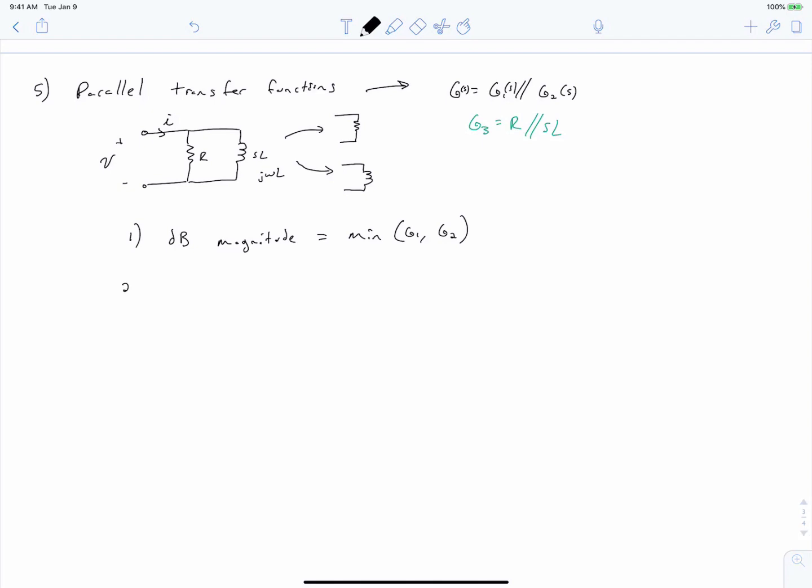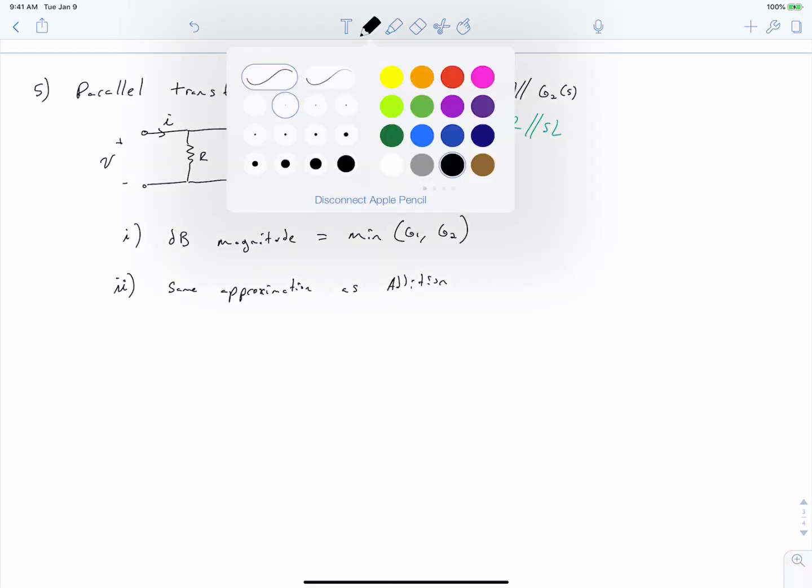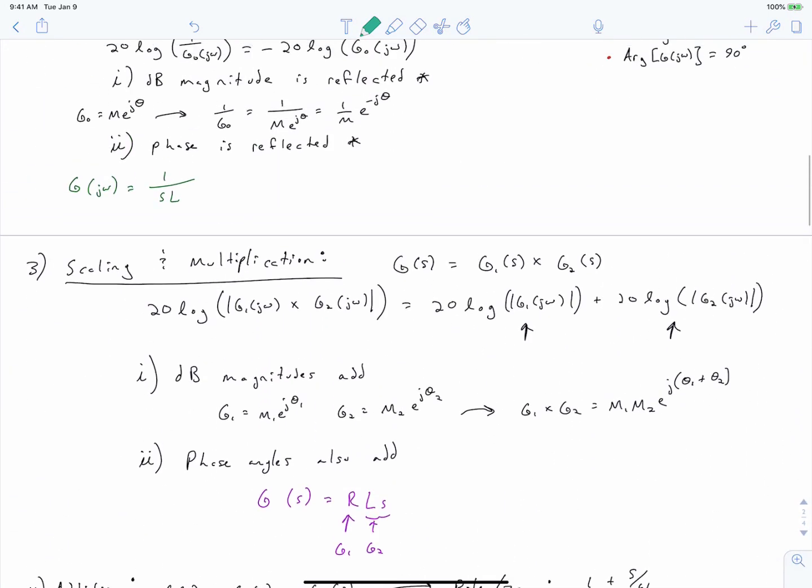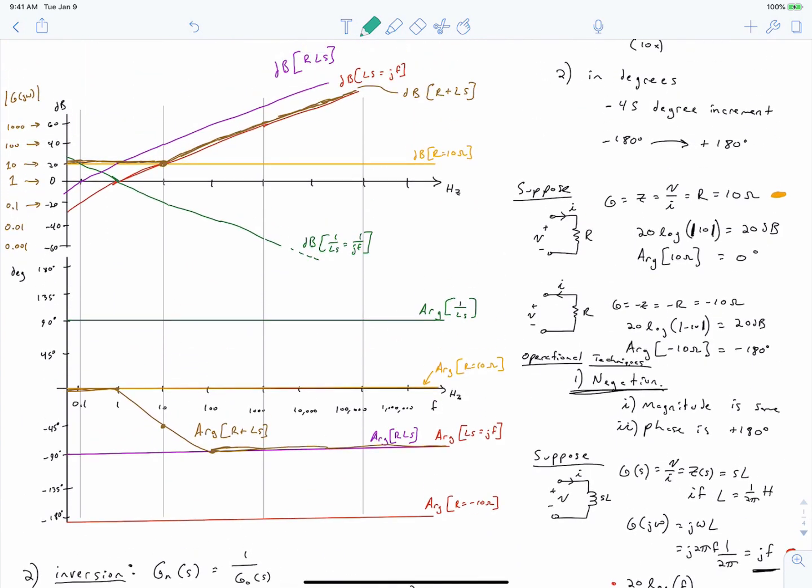The second is that we're going to approximate our phase angle using the same techniques as we used for the addition as number 4. So let's give this a try. We'll get back to this funky seafoam green. We're going to consider R in parallel with SL. So now the decibel magnitude is going to be the minimum of our orange and red lines. So we're going to track this path here.